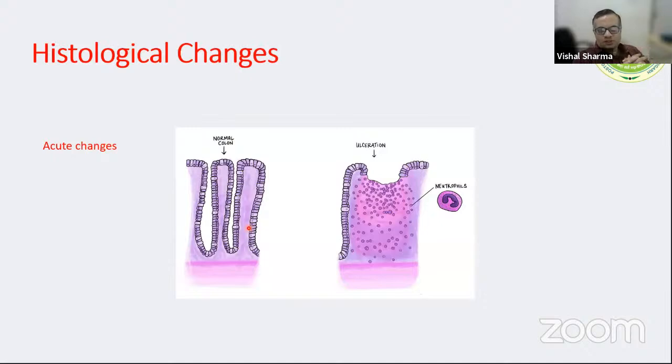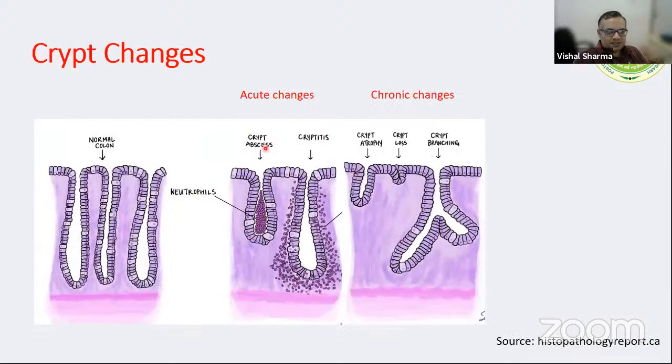Now coming to histological findings, and if you see these charts, you can see that there are certain acute changes which happen immediately with the inflammation. So there may be formation of mucosal breaks which are deep, and there are inflammatory cells, that is an ulcer, right?